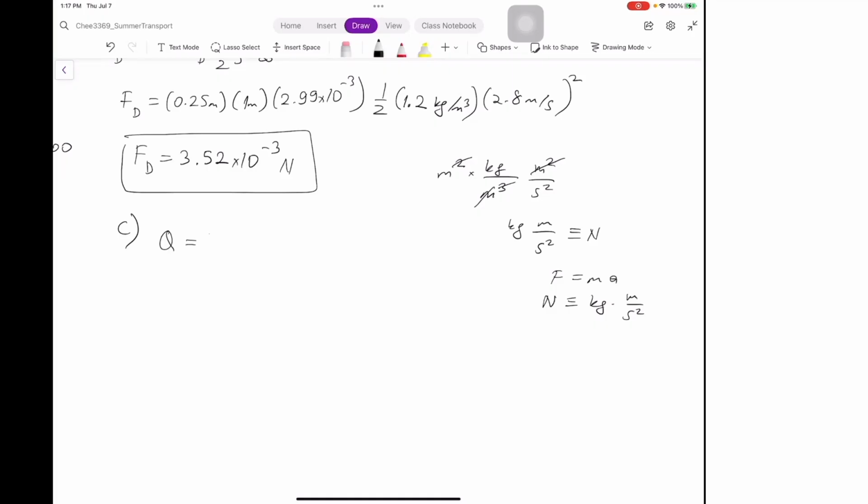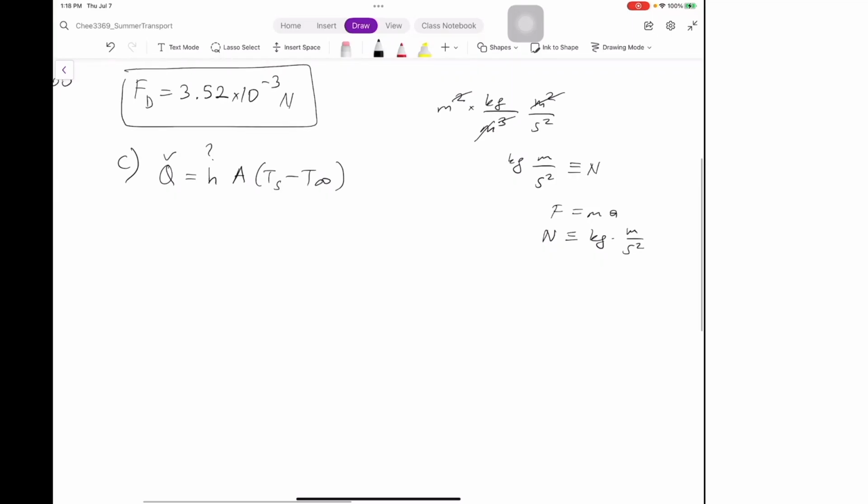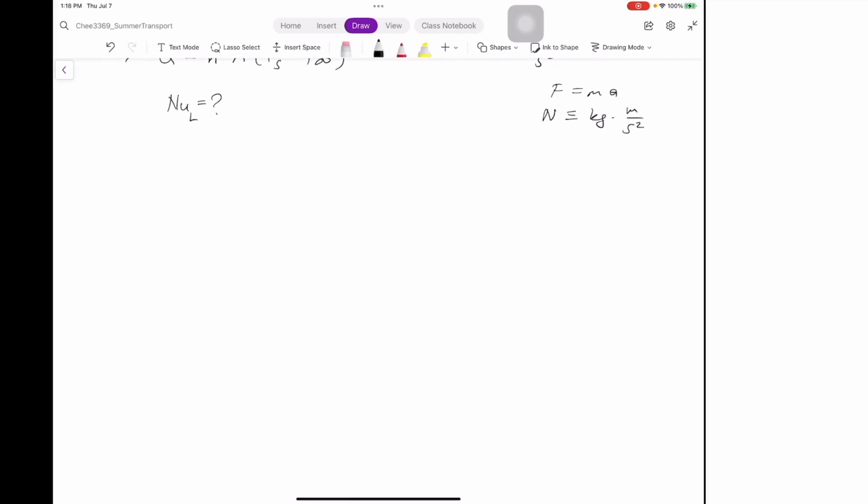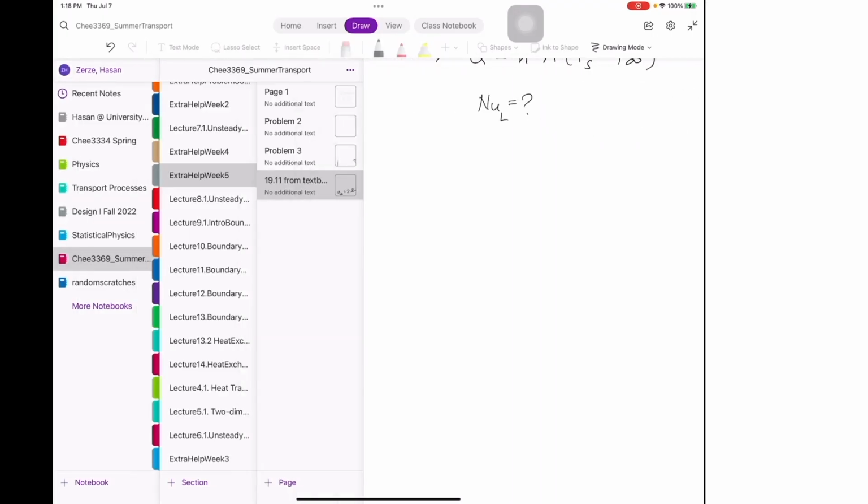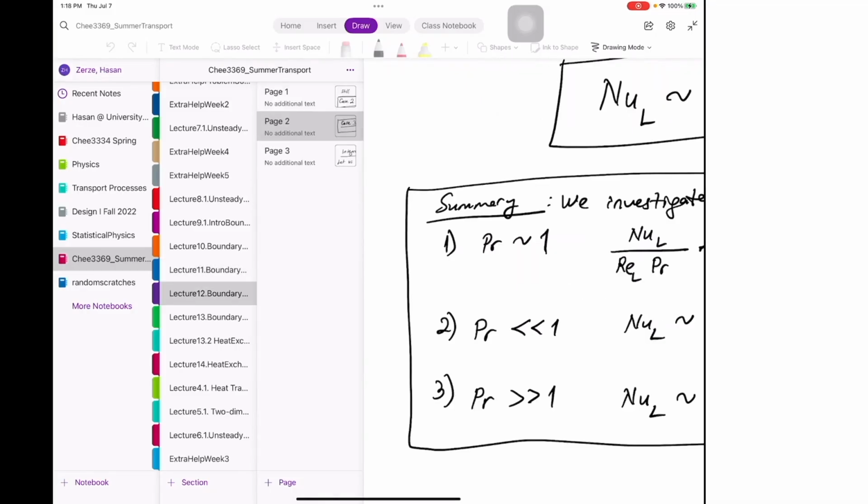So we need to find the H. We need to know the H for this, correct? Because we don't know the Q. We want to calculate the Q. We know the area, we know the temperatures, but we don't know the H. But the way to find out the H, we need to find out the Nusselt number. And to find out the Nusselt number, we're going to use the Reynolds analogy, right? Let me show you that part, Reynolds analogy.